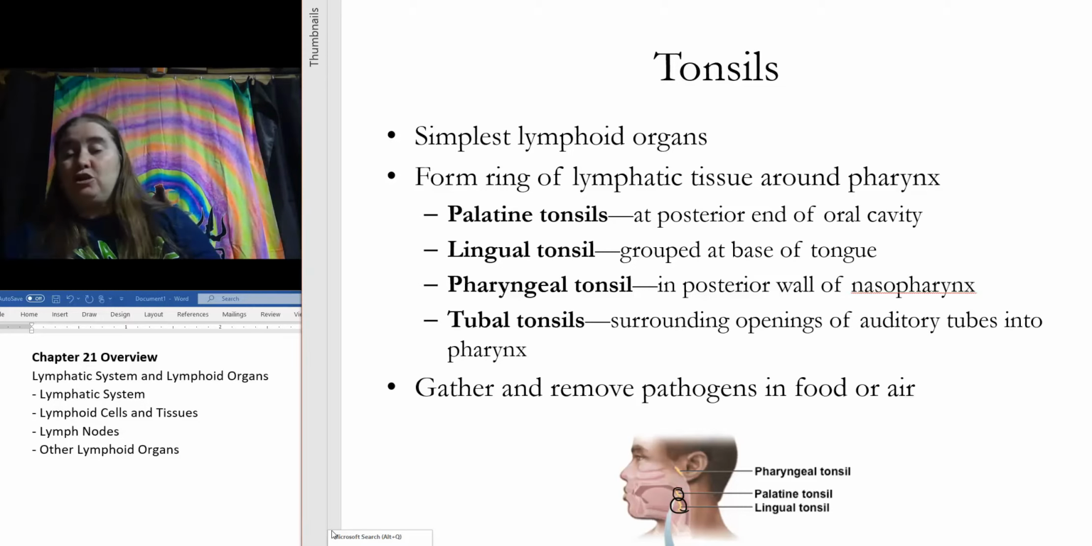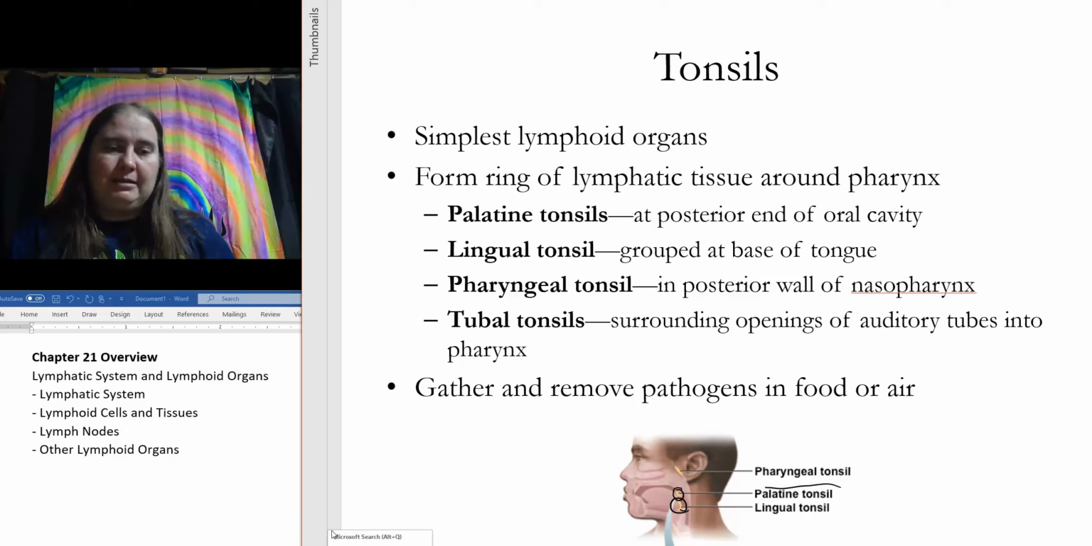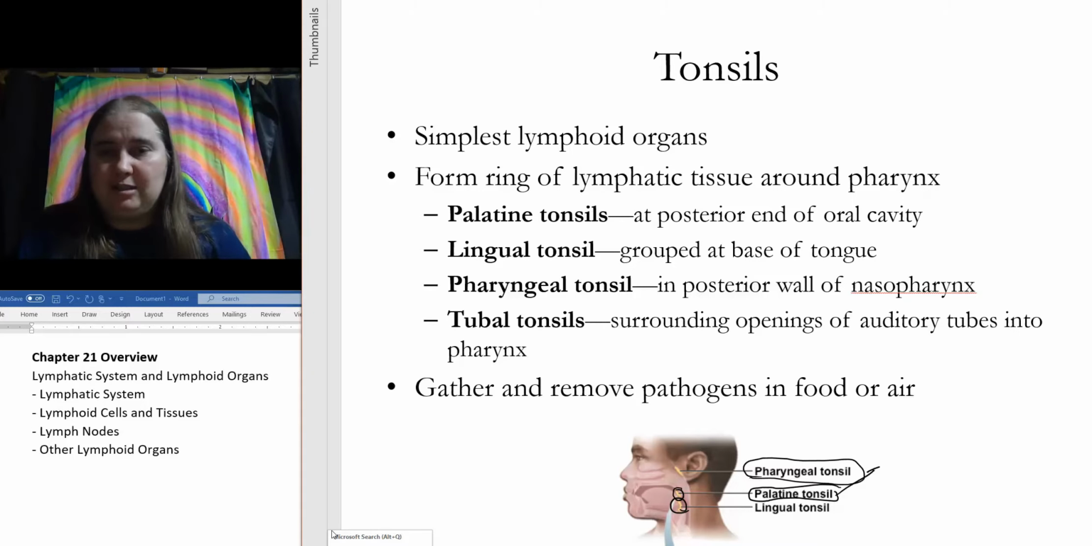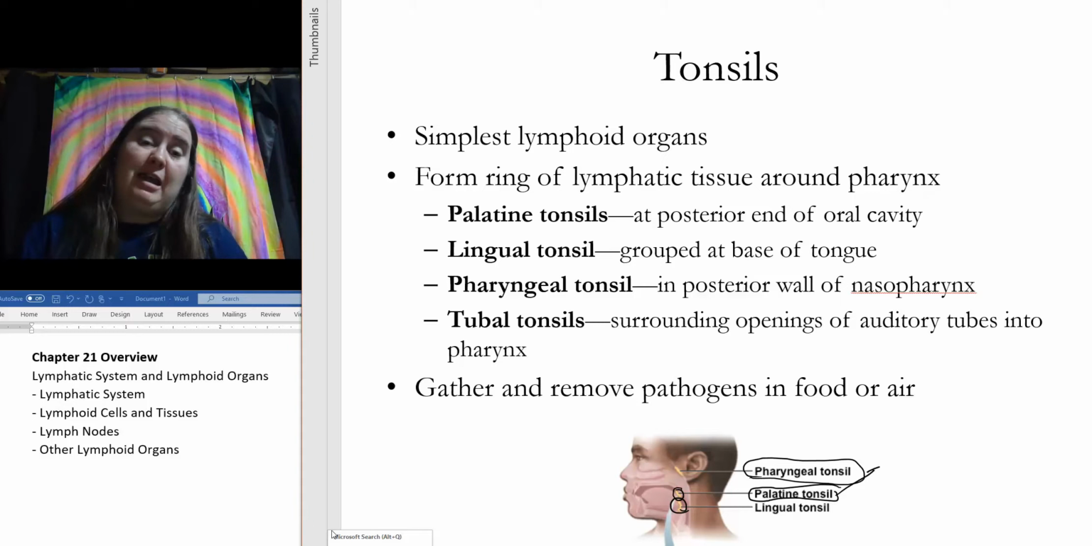If you've had your tonsils and adenoids removed, what you have had removed are your palatine tonsils. And I don't know why, but they call the pharyngeal tonsils your adenoids. So if you've had your tonsils and adenoids removed, those two populations of tonsils have been removed.